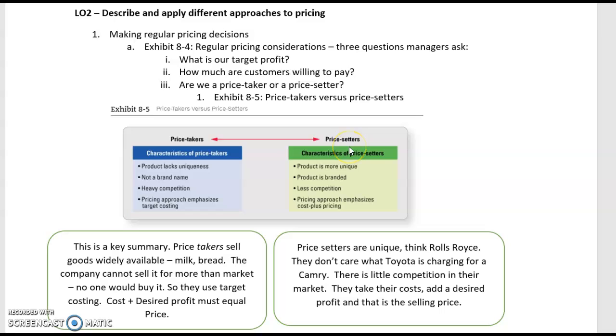Okay, now price setters are unique. You want to think about a Rolls-Royce as a good example. They don't care what a Camry is selling for because they've got their own market and their own product. There's little competition in that market. So in this case, we can say, well, this is my cost, and this is how much money I make, therefore, this is what I'm going to sell it for.